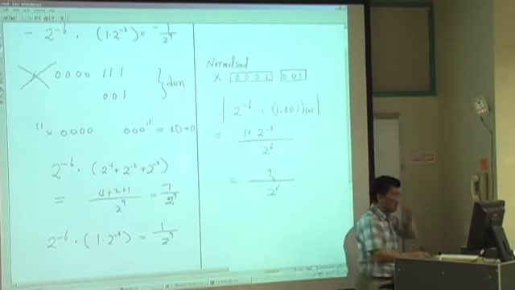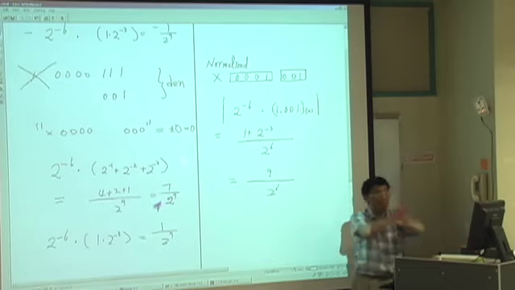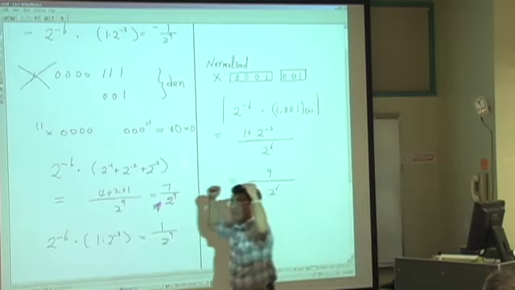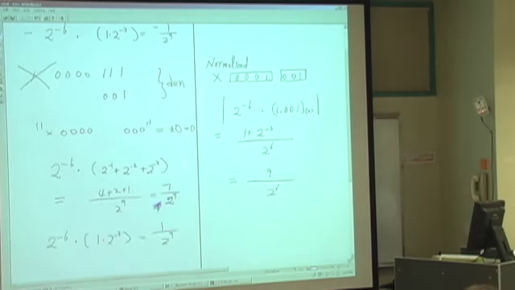Then take a look. The maximum number that we can represent with denormalized form and the minimum number that we can represent using normalized form, and compare it. What is bigger? Or what is smaller? The denormalized number is smaller than the normalized number, no matter what. The biggest denormalized number cannot be bigger than the smallest normalized number.